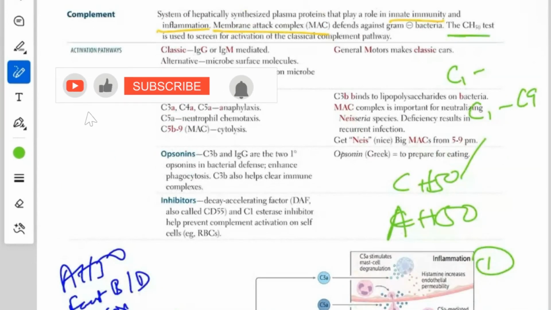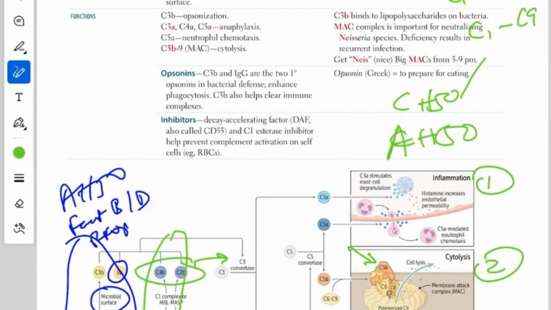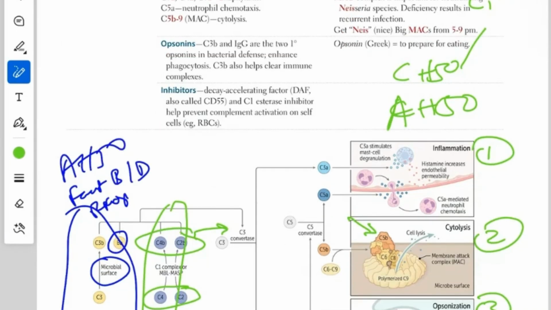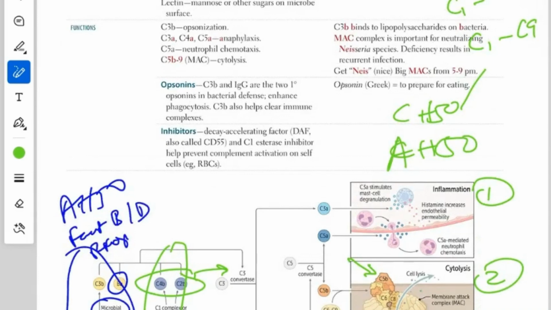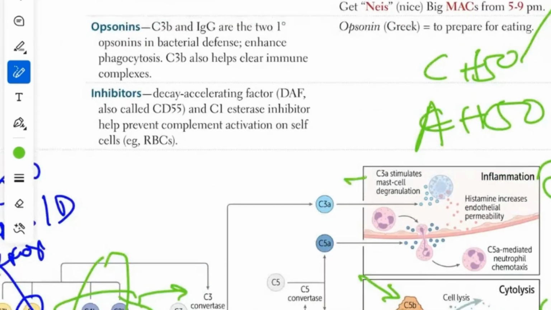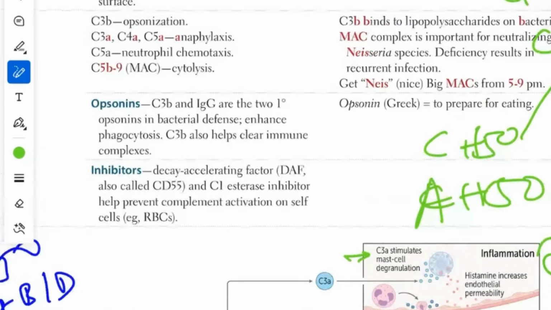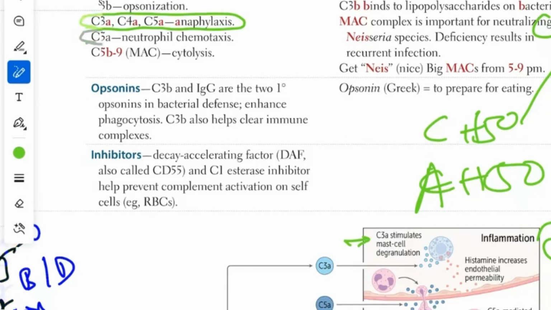Remember we said earlier that the two main immunoglobulins, IgG and IgM, are the only two that can activate the complement system. So what are the functions of it? We said there are three main functions. One is inflammation. C3A is involved in mast cell degranulation. We'll look at that when we get to type 1. C3A, C4A, C5A are involved in anaphylaxis, that's type 1 hypersensitivity reaction.